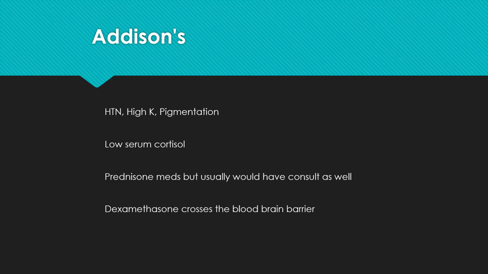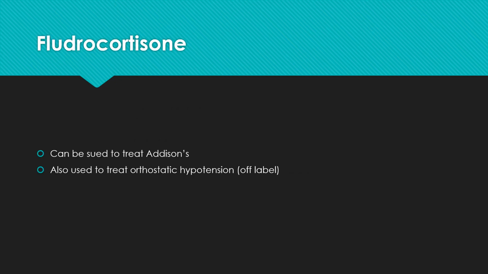Dexamethasone is a good choice because it does cross the blood-brain barrier. So there's several different choices. Fludrocortisone can be used to treat Addison's. I mention it predominantly because it's also used to treat orthostatic hypotension, which is an off-label use. But I would encourage you, if you're interested, to do a little bit more reading about this.